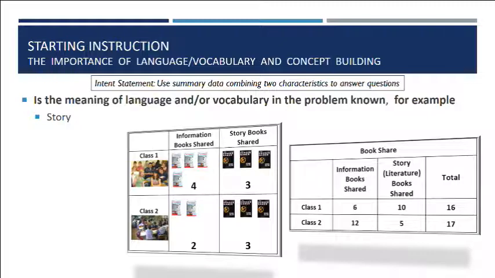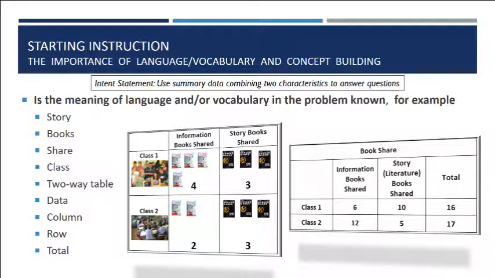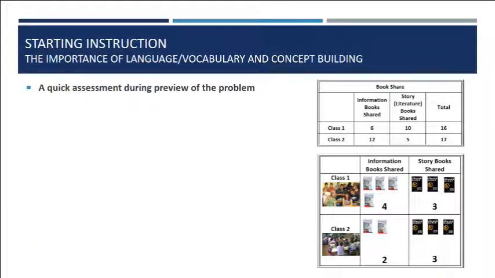So let's think about language and vocabulary that we want to use. Do they know what a story is, what books are, share, class, two-way table, data, column, row, a total? Important things for students to know and be able to do if they're going to read this table and read it accurately and answer questions about it.